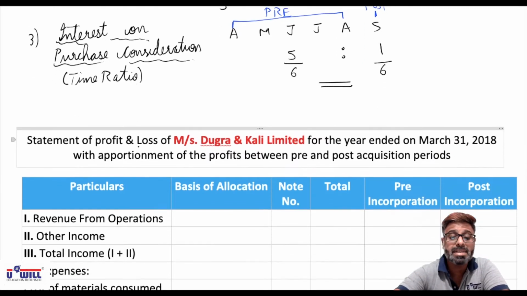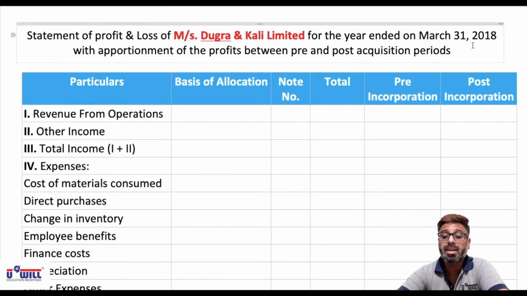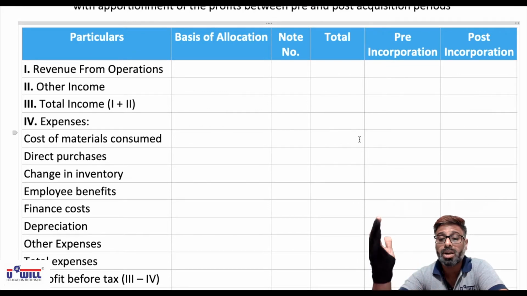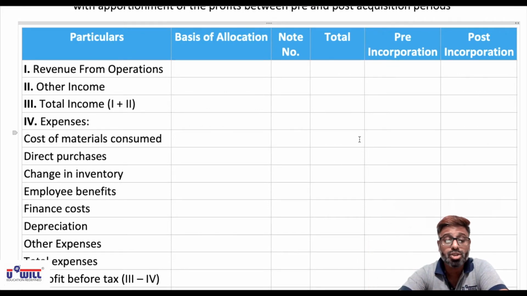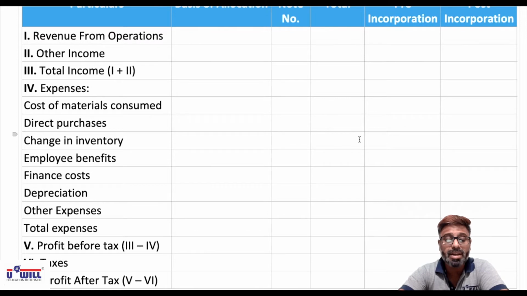Now all of you make the format of the statement of profit and loss of Messrs. Durga and Kali Limited for the year ended 31st March 2018, with apportionment of profits between pre and post acquisition period. Columns: particulars, basis of allocation, note number, total, pre and post. Two incomes will come: revenue from operations, other income, and total income. Then in expenses: cost of materials consumed, direct purchases, change in inventory, employee benefits, finance cost, depreciation, other expenses. Total expenses, profit before tax, tax and profit after tax.